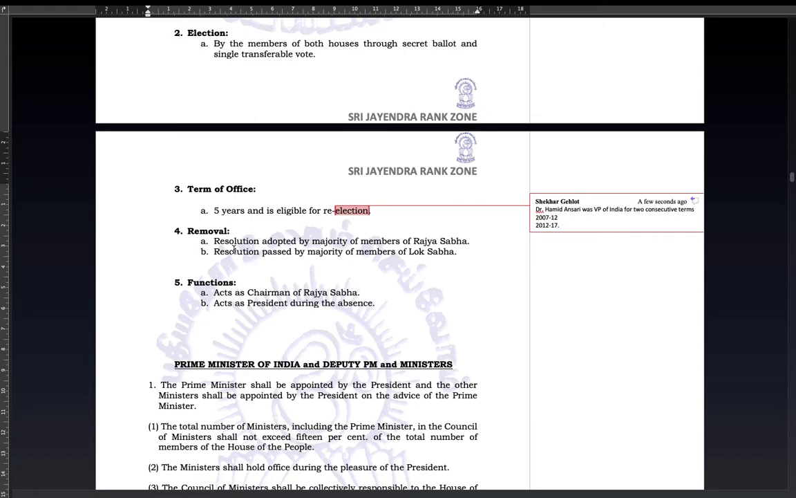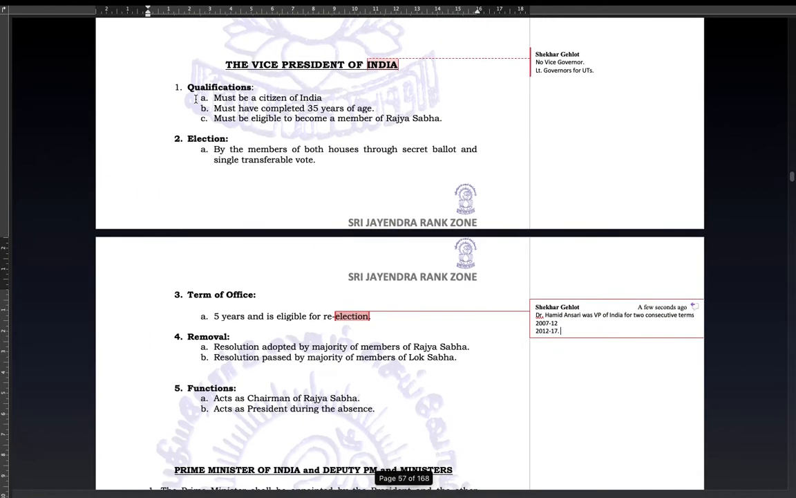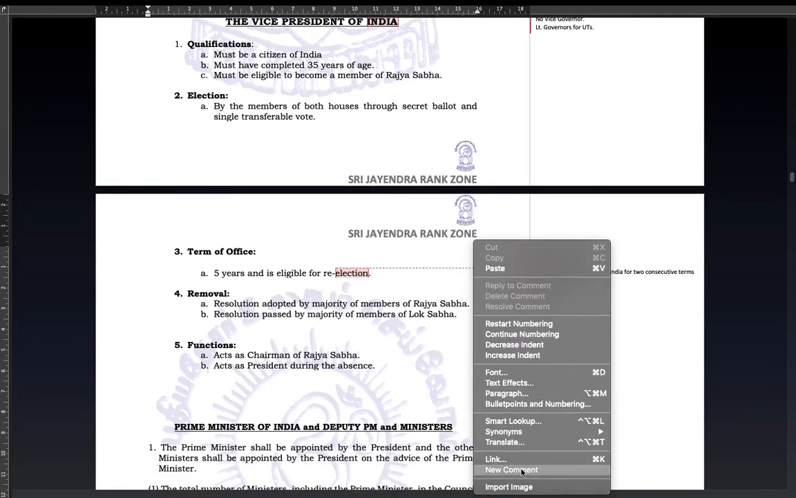Removal can happen only by a resolution adopted by a majority of members of Rajya Sabha, and a resolution passed by the majority of members of Lok Sabha. Okay, so his removal is not as difficult as that of the President of India. His removal is quite easy, because he is the chairman of Rajya Sabha, so his removal resolution will always originate in Rajya Sabha only.